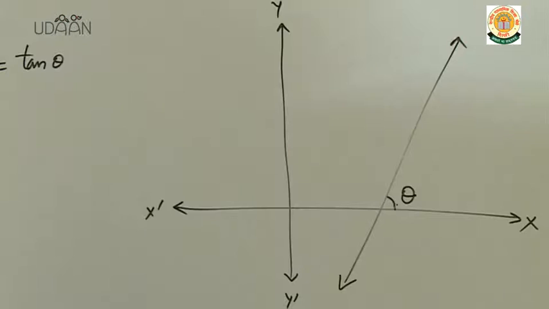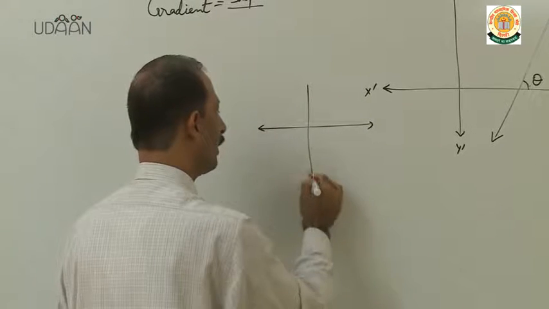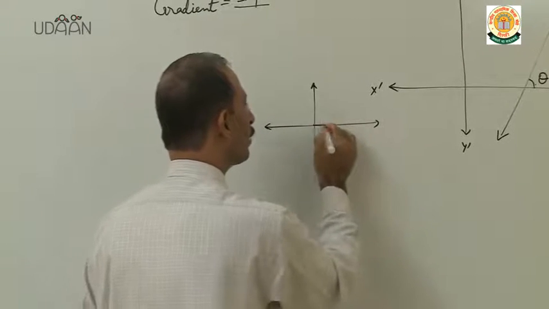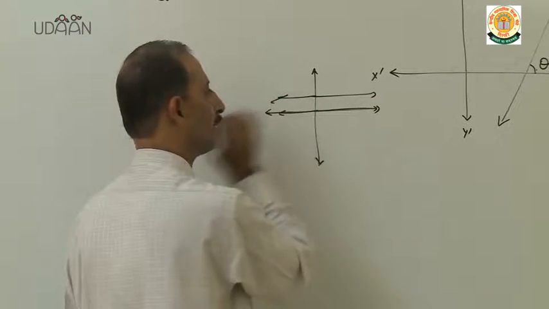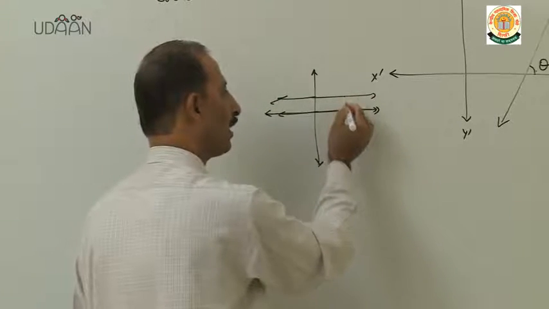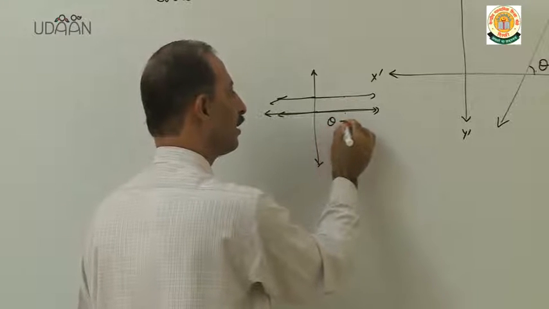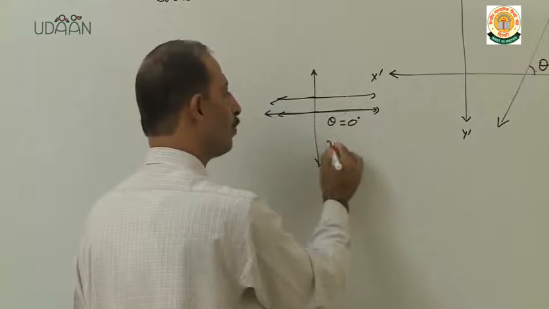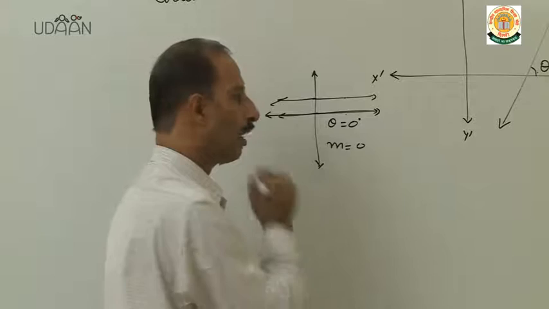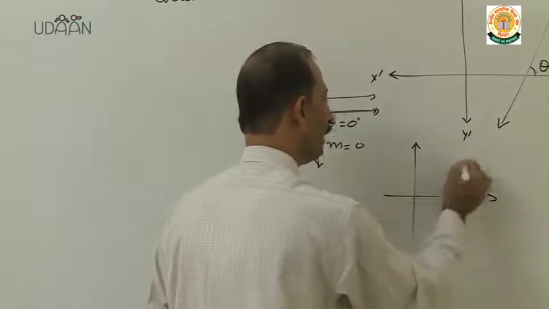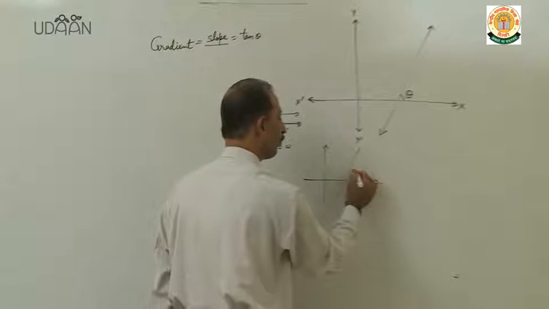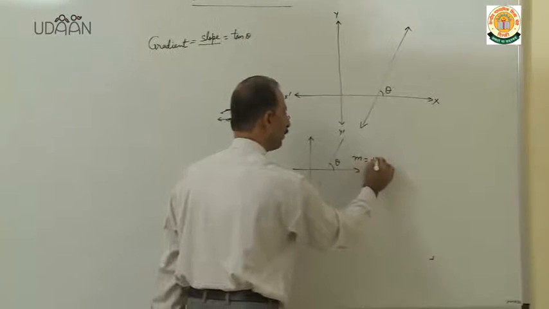Now if the line is parallel to the x-axis, then you can tell me what the slope is. This is the line, parallel to the x-axis. Then how much is the angle with the x-axis? Clearly this is 0 angle. So what is the slope? 0. Now if the line makes an acute angle, then definitely the slope will be positive.